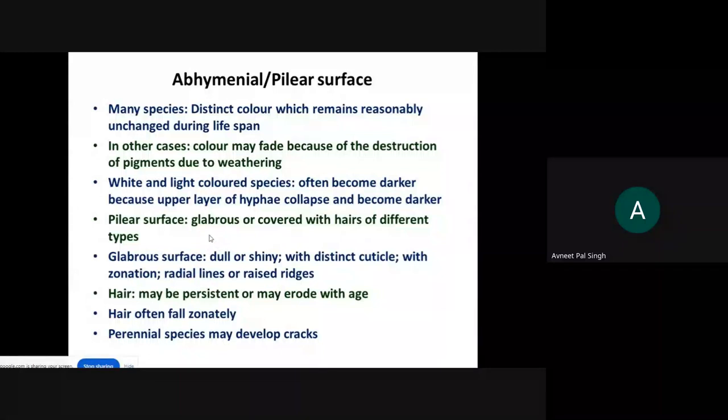Second, we have to look very carefully at the abhymenial surface regarding any sort of pattern, any sort of unique character. For example, first, do we have any kind of hair, or is it absent, glabrous, or covered with some sort of hair? If it is covered with hair, we have to look at whether the hairs are closely pressed to the surface or somewhat distinct. And if it is glabrous, then we have to see whether it is dull or shiny, whether it has some cuticle-like layer produced on it, any sort of zones, any lines produced in radial fashion, or any form of raised ridges. So these are the features which we need to work upon.